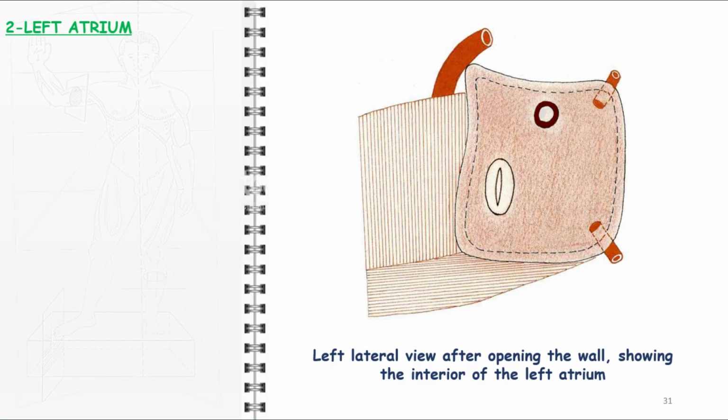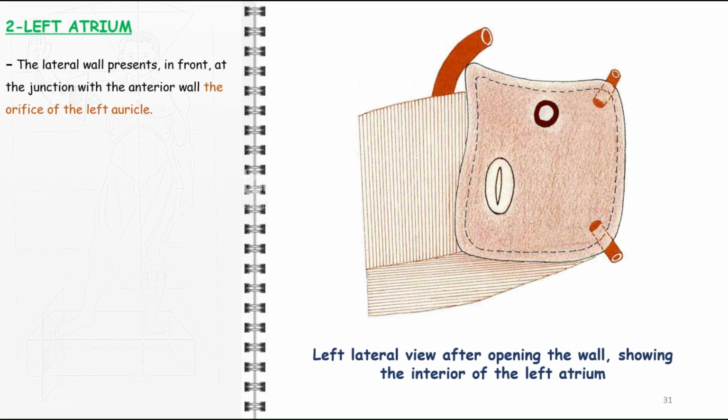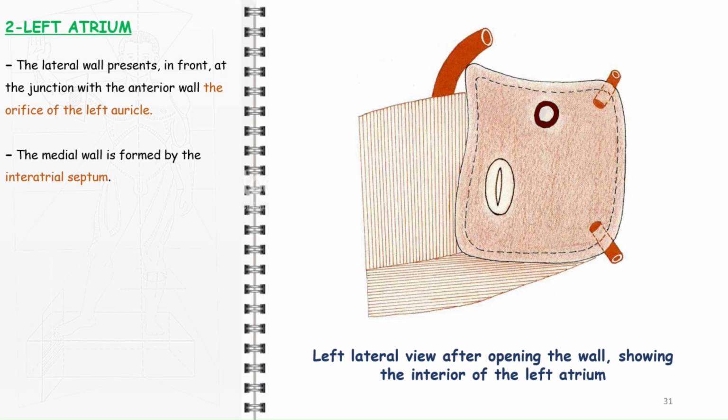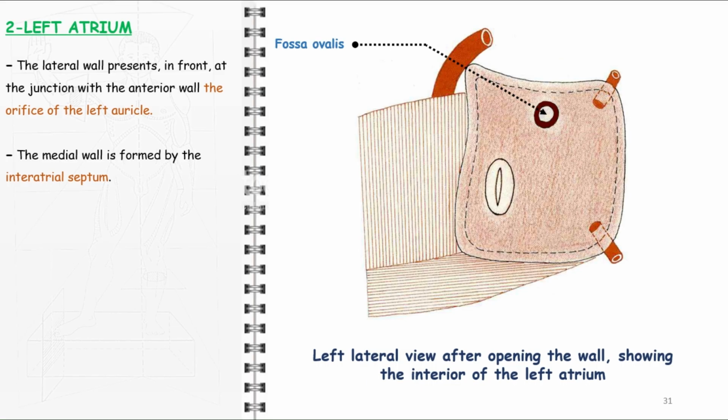Meanwhile, the left atrium is ovoidal with a long transverse axis. The lateral wall is smooth and presents, in front, at the junction with the anterior wall, the orifice of the left auricle. The medial wall is formed by the interatrial septum. Often, a projection can be seen here, corresponding to the fossa ovalis of the right atrium, and it is limited in front by a membranous crescent, the semilunar fold.